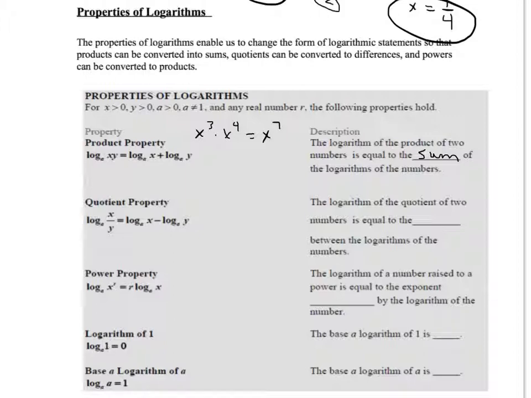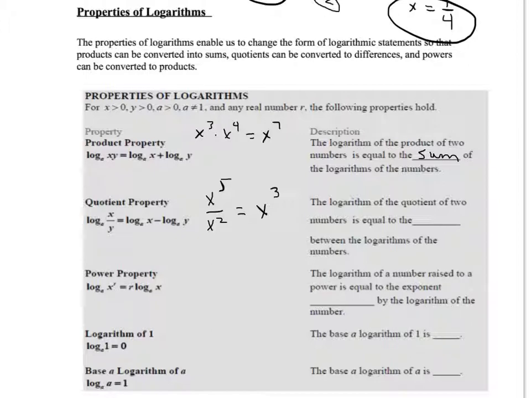Now, when it's the quotient property, think about this. If I had x to the 5th power and I were to divide that by x to the 2nd power, that would equal x to the 5 minus 2, which is x to the 3rd power. In other words, if we were dividing and we saw that we had the same base, all we would have to do is subtract the exponents.